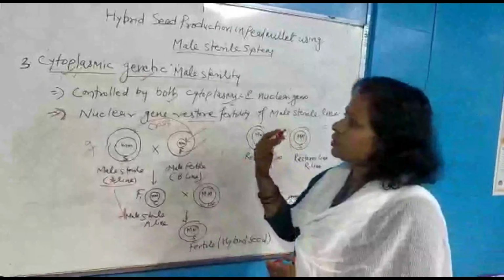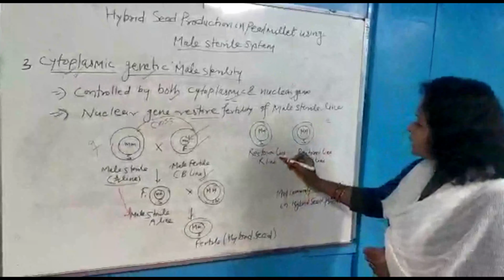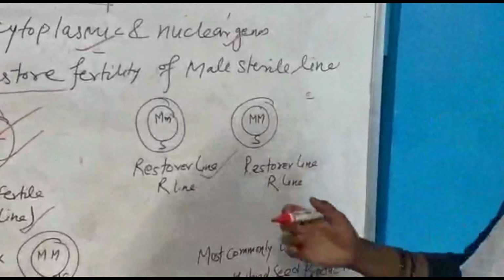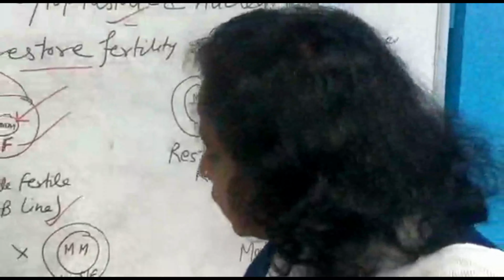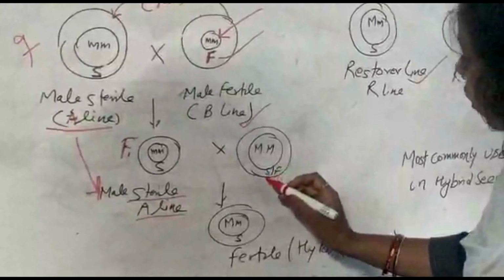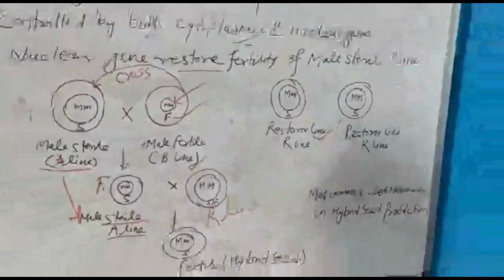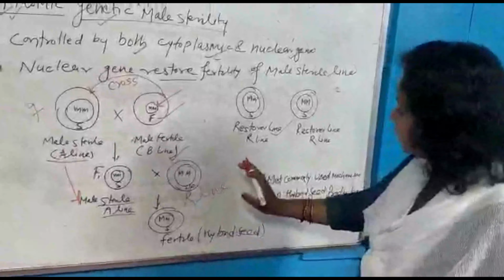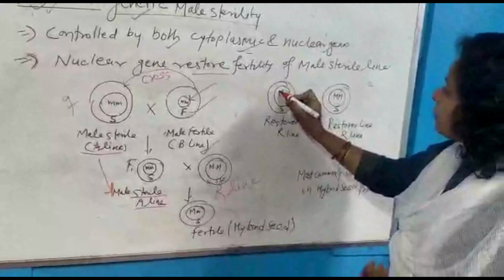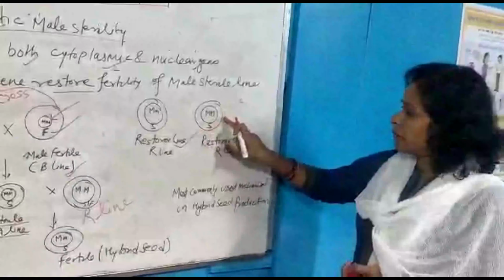But in this case, for hybrid seed production, we need one more line, that is the restorer line, which restores the fertility. So when we get the male sterile line, the A line, we cross it with the R line, that is the restorer line. And the restorer line has nuclear constitution. It may be capital M or small m, or it may be capital M and capital M.